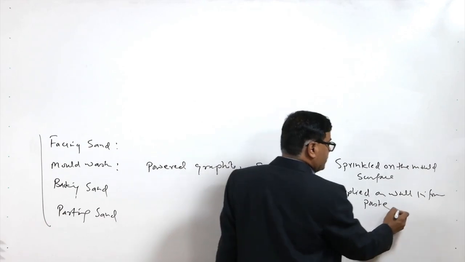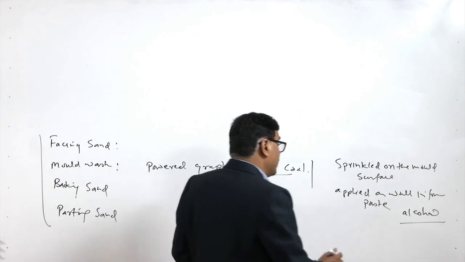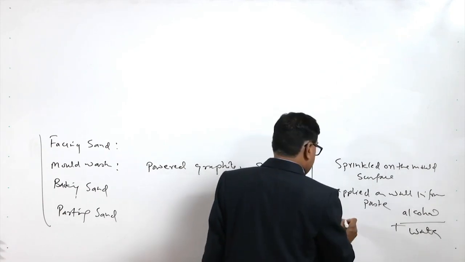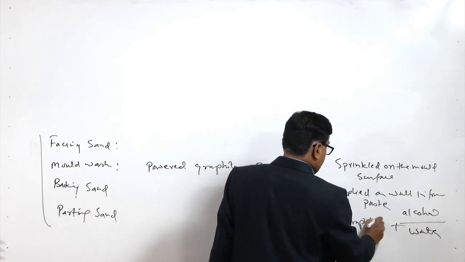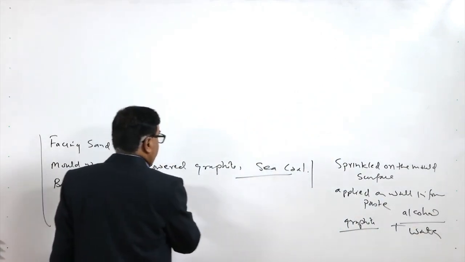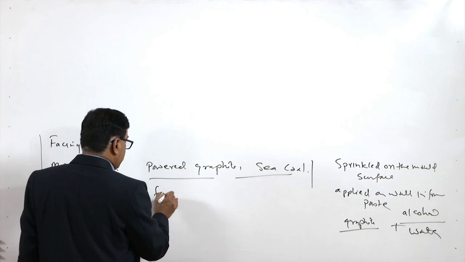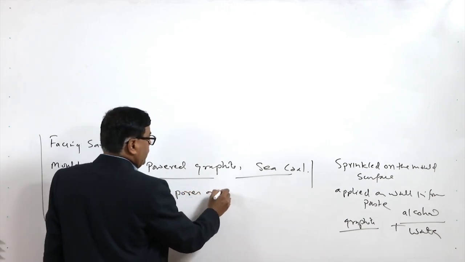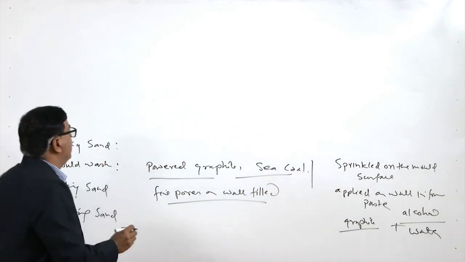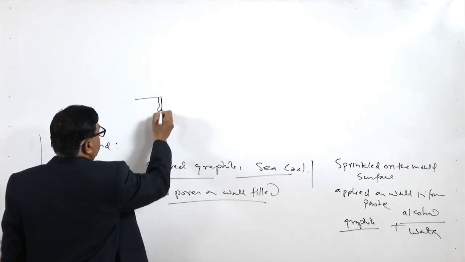So, paste is prepared using like say alcohol or water can be used, water plus graphite powder or sea coal, and then these are applied over the surface of the mould wall. So, the purpose of applying this is that whenever it is applied, fine pores on the wall are filled. So, this filling in reduces all the irregularities which are present on the mould wall and smoothens the surface.